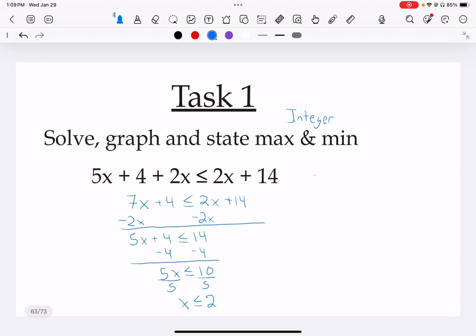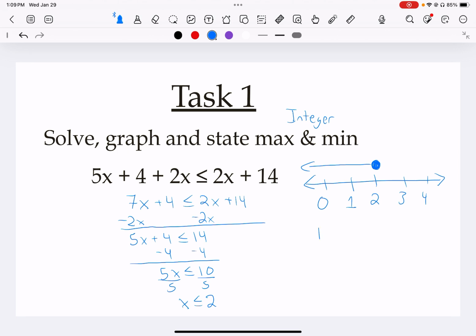So that was solving it. Now I'm going to graph it. To graph it, I'm going to have 2 in the middle. So I have 3 and 4, 1 and 0. Since it's less than or equal to, that means 2 is included. So it's going to be a closed circle. And I'm going to shade to the left.